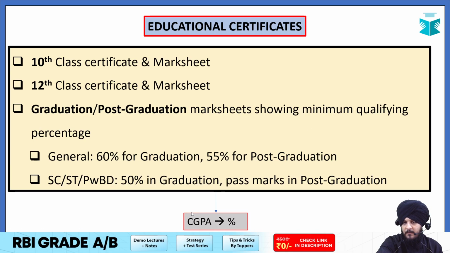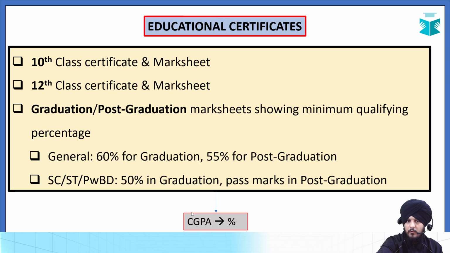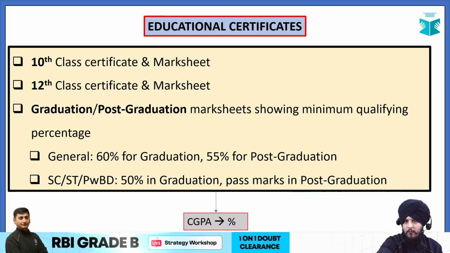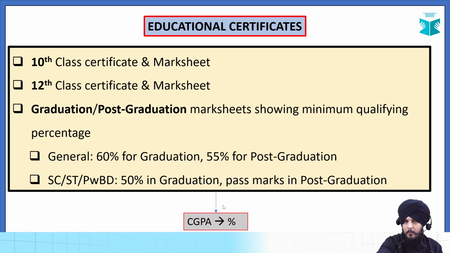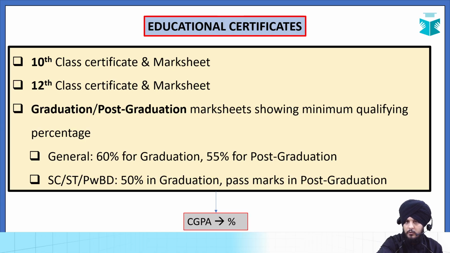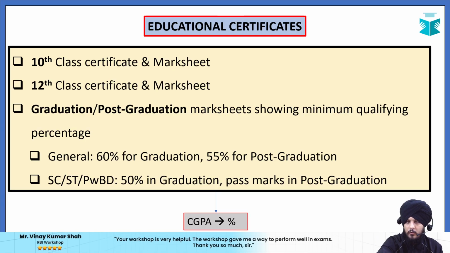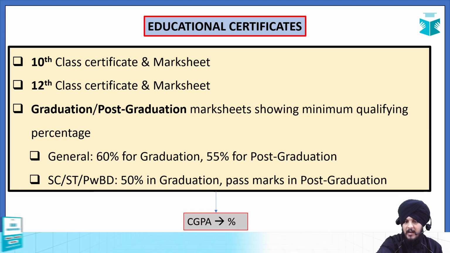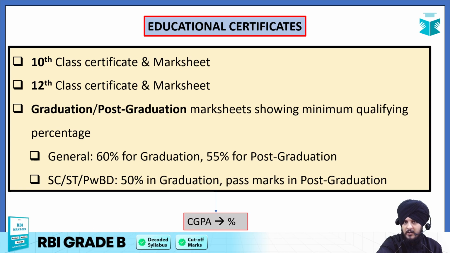Now if your graduation or post graduation marks are written in the form of CGPA, you'll have to convert that CGPA into percentage also. For that purpose you will primarily follow the formula that is provided by your university. This formula can vary from university to university. It can be 8.9 in some, and in some universities it is 9.8. So depending on that you will have to convert your CGPA into percentage.